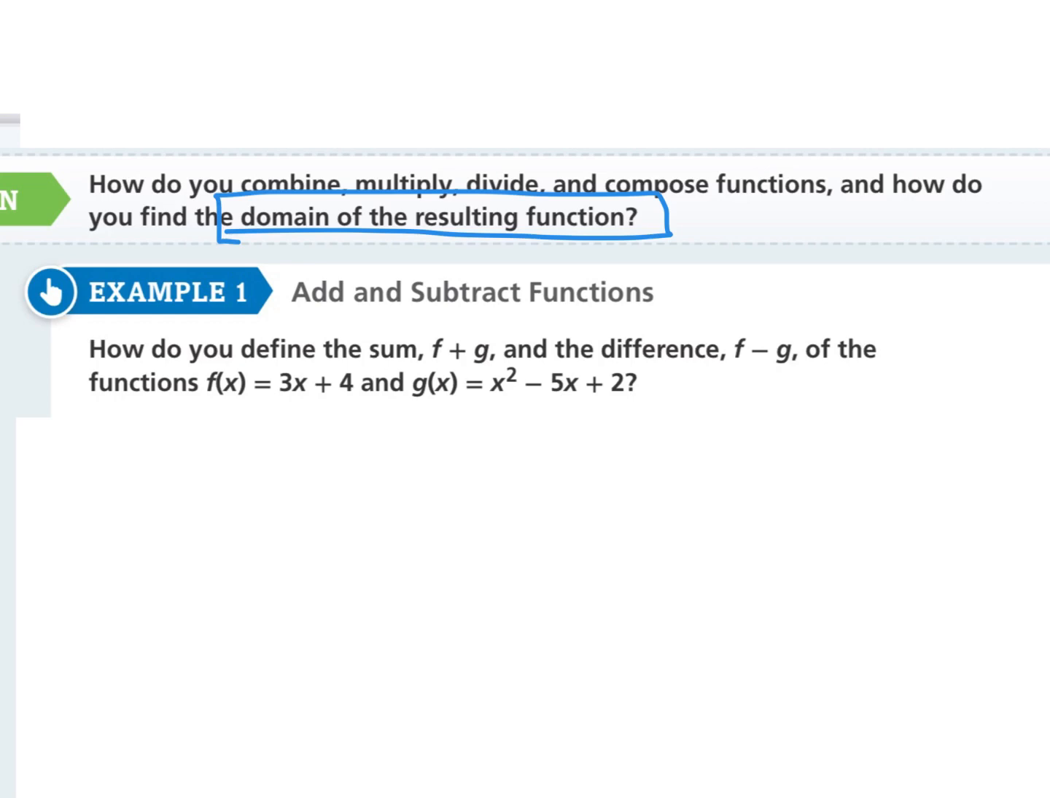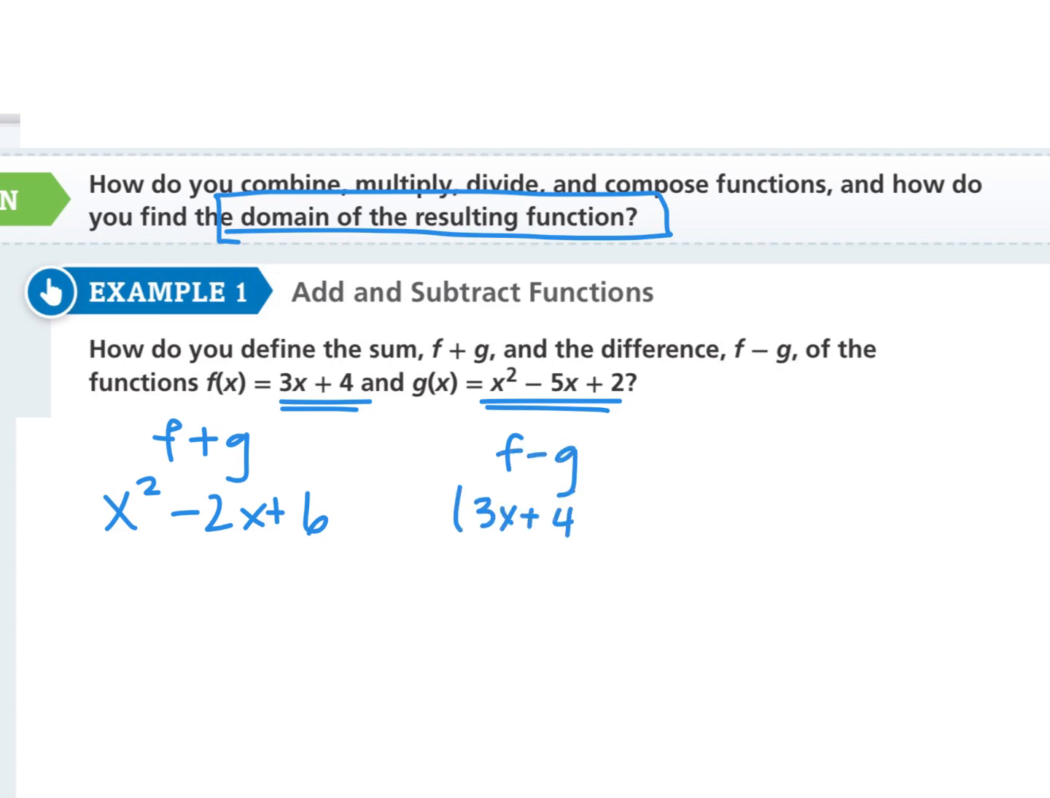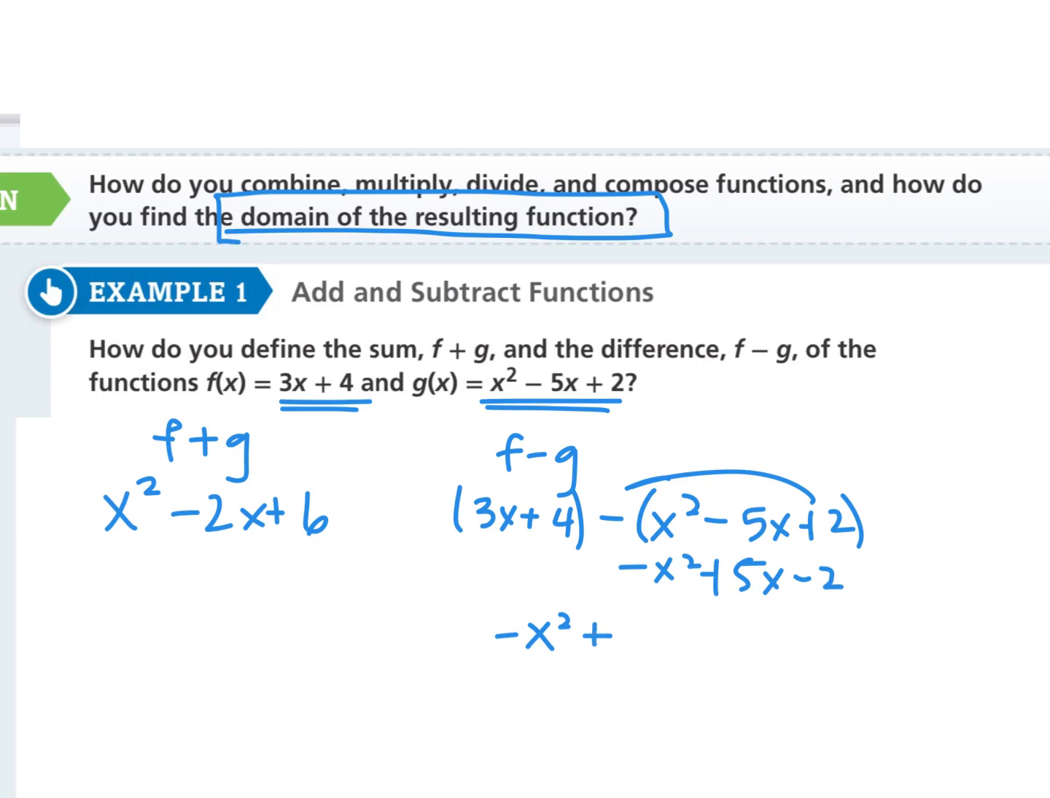So if we talk about adding functions, f plus g would literally mean just to add these two polynomials together. So the resulting f plus g for this one would be x squared minus 2x plus 6. Or if we did f minus g, remember when we do subtraction, that the negative sign is going to change the signs of the second function there. So this is going to become minus x squared plus 5x minus 2. So the result there would be negative x squared plus 8x plus 2.